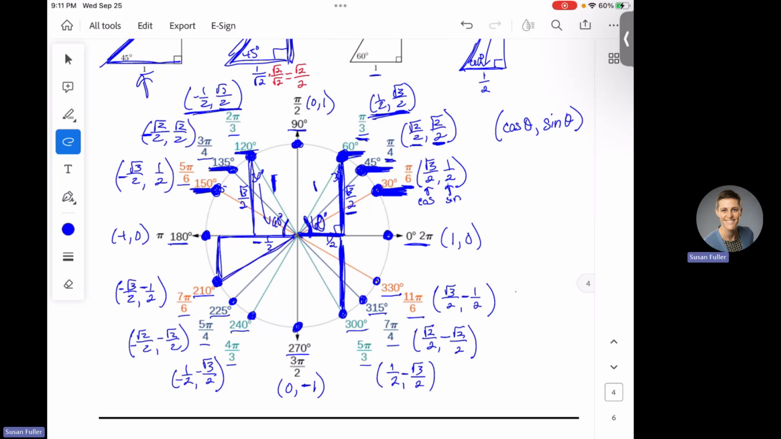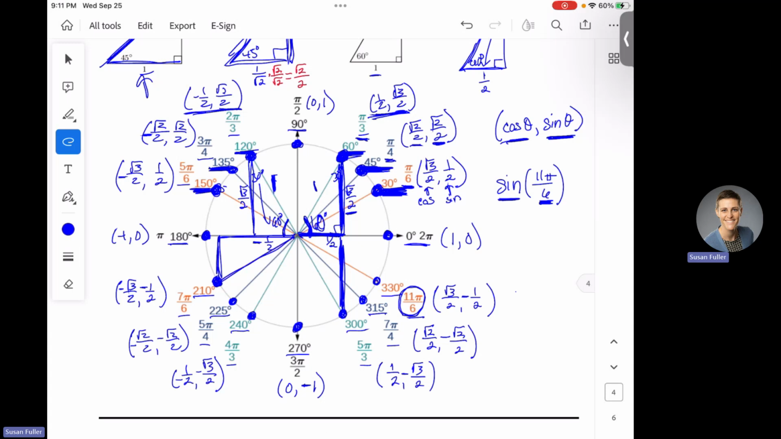The ordered pairs here are going to represent the cosine value of your angle and the sine value of your angle right away. So I can look at this, and what if I asked you for the sine of 11 pi over 6? Well, you would say, okay, my angle is 11 pi over 6. So I would go to my unit circle and I would find the angle 11 pi over 6. And 11 pi over 6 is right here.